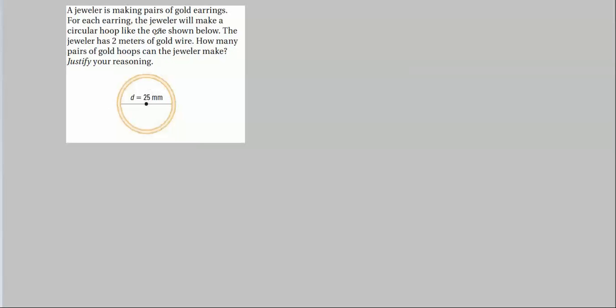Well, we've got our dimensions in millimeters, so let's convert this 2 meters to millimeters right off the bat. Why? Because it's so darn easy. Remember, 1 meter equals 1,000 millimeters. So 2 meters, and I bet I can do this in my head without making a mistake. It's 2,000 millimeters. That's how many millimeters he has to work with.